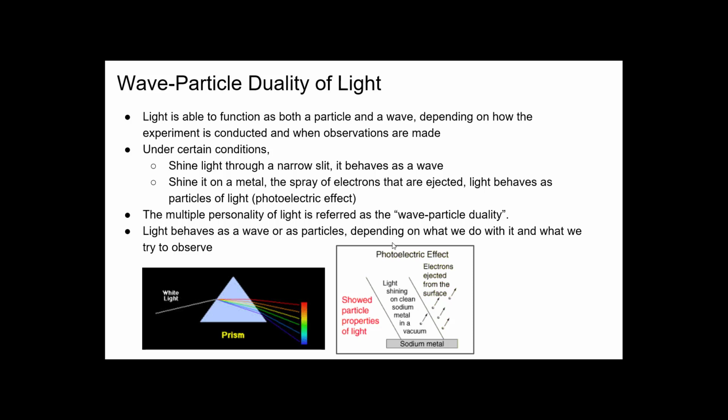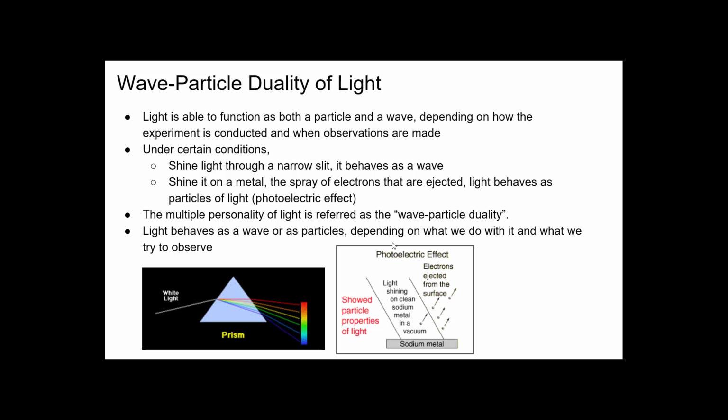Light is able to function as both a particle and a wave, depending on the experiment that is conducted and the observations made. So here are the conditions of what I'm talking about. Under certain conditions, you shine light through a narrow slit. It behaves as a wave. That's with a prism, you can see there. Shine it on a metal, and if it has the specific energy that it needs, it will eject electrons from that surface. And light behaves as particles of light. So this is where we discuss it as a particle, and I'm going to go into that more later.